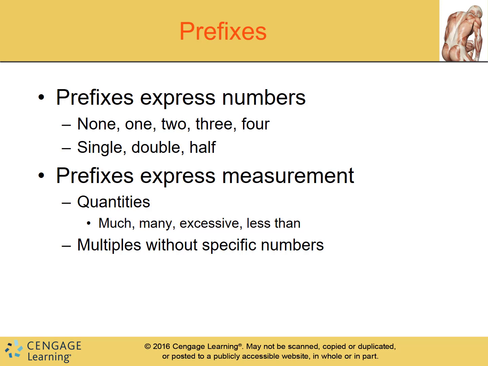Tetra is also four. Anybody ever heard of the game Tetris? That's a good way to remember the four, because every piece in Tetris is made up of 4 blocks. So that's where it gets the name.